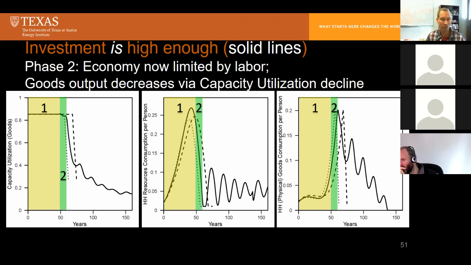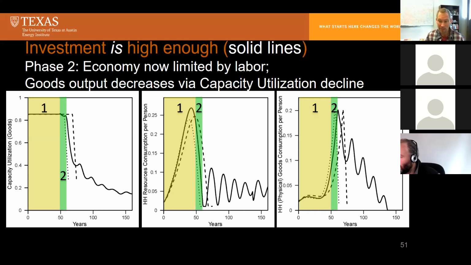Then there is phase 2, where you reach a point, and in this particular set of slides I'm only paying attention to the solid black line, which is the high investment case. So in phase 2, you now have an economy limited by labor. You've invested in so much capital that there are not enough people to fill all the jobs. So you're at the maximum participation rate, and at that point you have to start reducing the amount of capacity utilization. So it starts to go down just a little bit. It's hard to see, but it starts going down just a little bit.